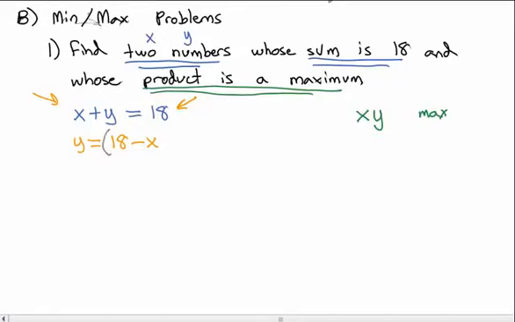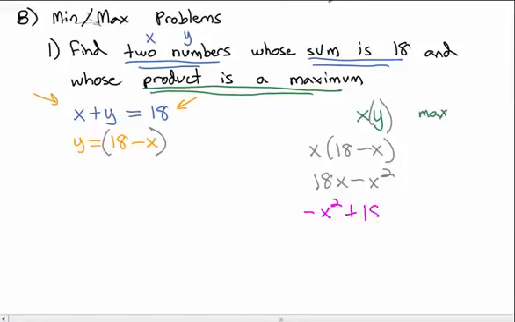And what's nice there then is this 18 minus x, this constraint, can replace the y in our maximization. So we have x times 18 minus x. Well, if we distribute, that's 18x minus x squared. And actually, let's rearrange it, putting the x squared first. Negative x squared plus 18x. We now can find an a, b, and a c, which is really 0, so that we can try and find this maximum.